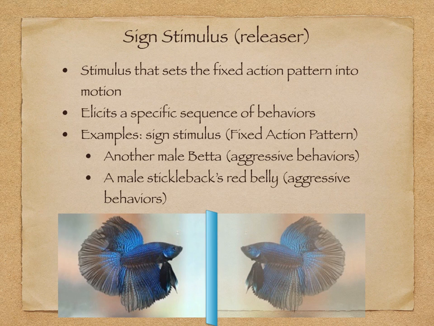Other examples of sign stimuli: Betta fish will fight Betta fish automatically. That's an aggressive behavior. Male sticklebacks will also attack other male sticklebacks, but what they've found is that it's the red part of the belly that actually is the releaser in this case. If you bring another male stickleback into the territory, but you cover up the red part of its belly, that first male who is already there won't attack.